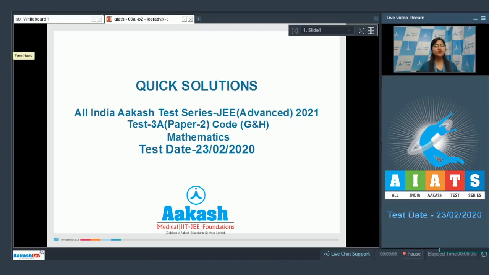Hello everybody. Today we will be discussing the quick solutions of All India Test Series Test 3A Paper 2, which was held on 23rd Feb 2020.